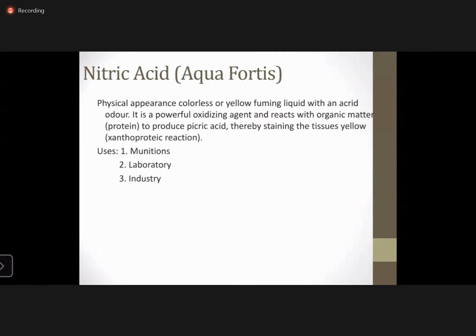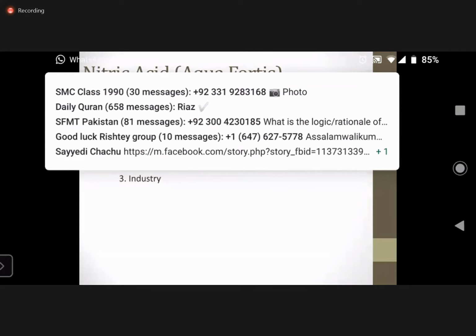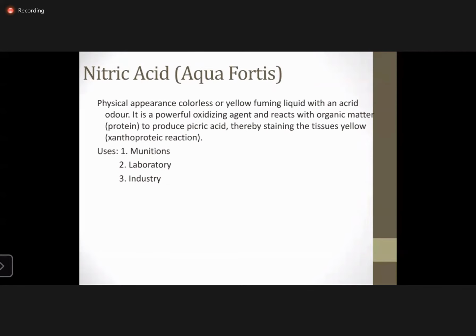Then comes nitric acid. Next is nitric acid, also known by the name aqua fortis. The physical properties of nitric acid: it is a choking, burning, heavy, colorless liquid. Nitric acid gives out a lot of yellow fumes when the acid is exposed to air. It will give a yellow color to everything that it comes in contact with: skin, mucous membrane, even the clothes are stained yellowish orange.